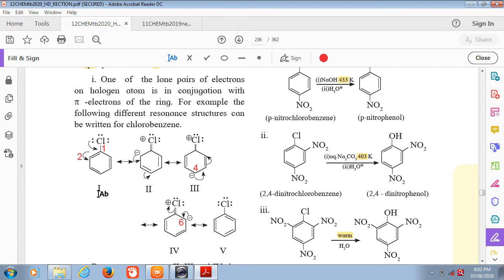If you observe resonance structure 1 and resonance structure 5, they are identical, with only a change in the position of the double bond. In structure number 2, the negative charge is on the second carbon. In structure number 3, the negative charge is on the fourth carbon, and in structure number 4, the negative charge is on the fifth carbon.